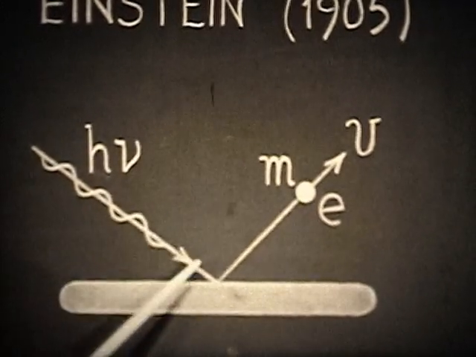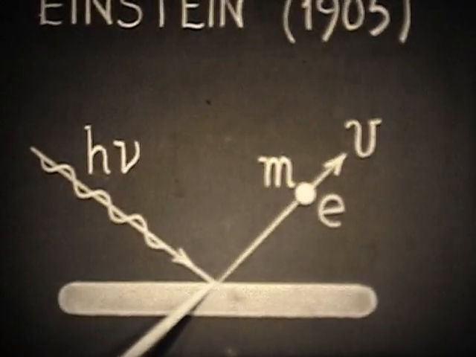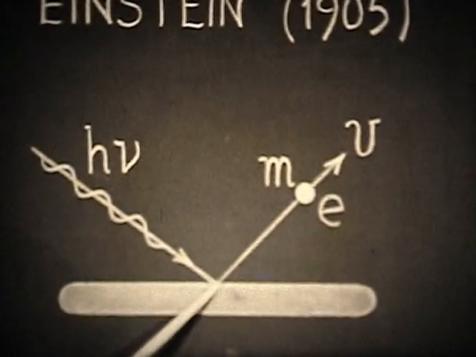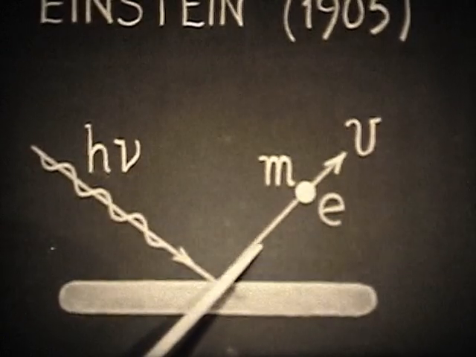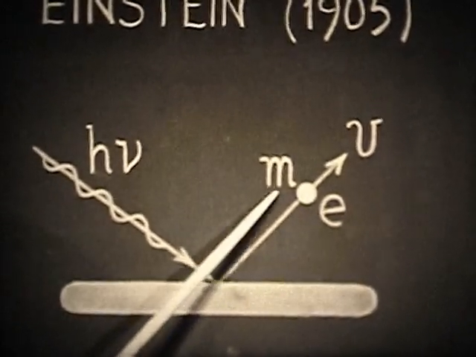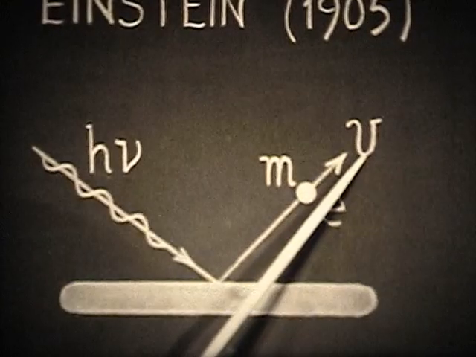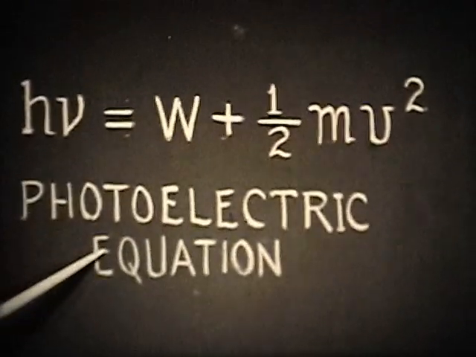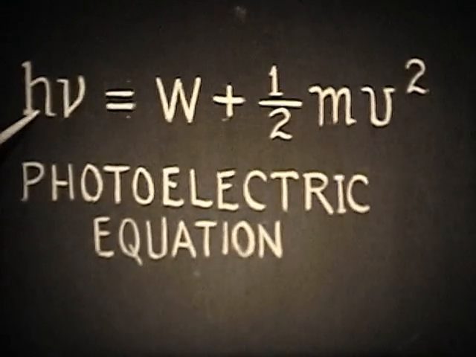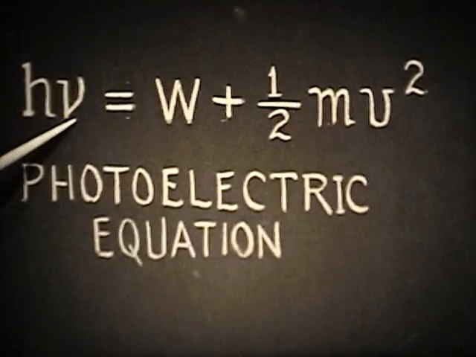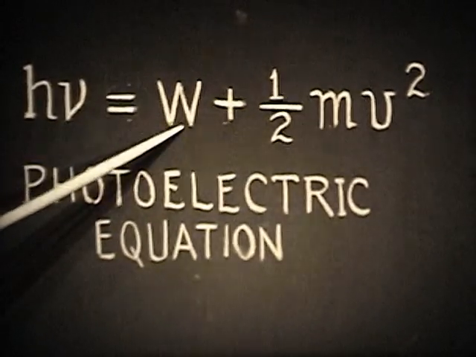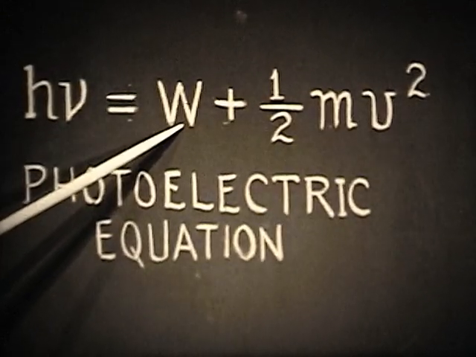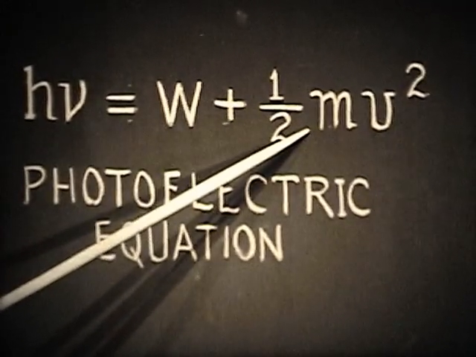A light wave comes in, says Einstein, and the energy of that light wave is transformed. Part of it is used in getting electrons away from the surface, and what is left over goes into kinetic energy of the electron. And Einstein wrote down this equation called the photoelectric equation. It's a conservation of energy. H nu is the energy of the light wave coming up to the surface. W is the amount of that energy used to pull the electron away from the surface, and what is left over gives it kinetic energy.